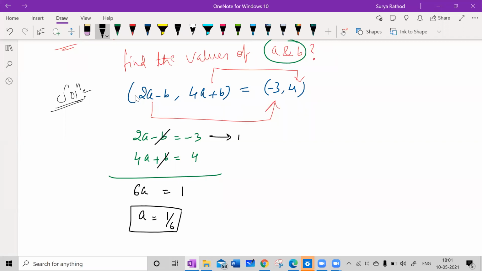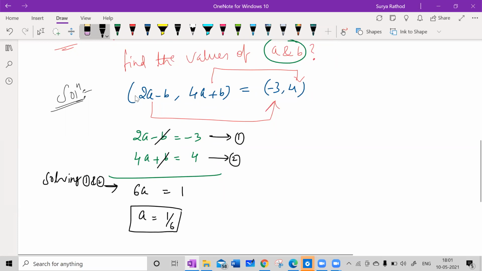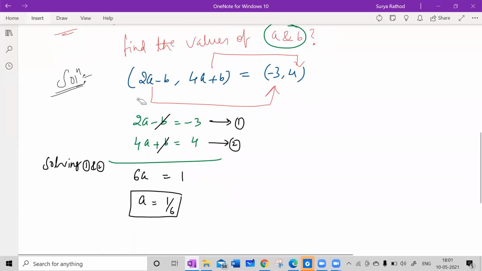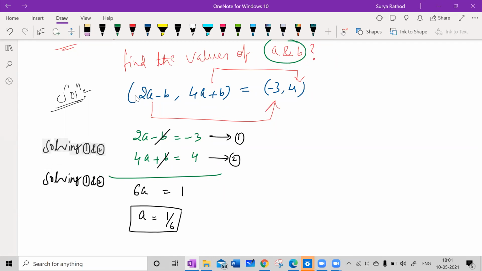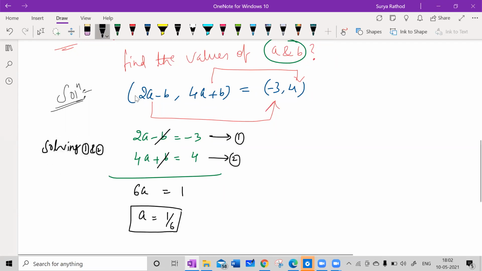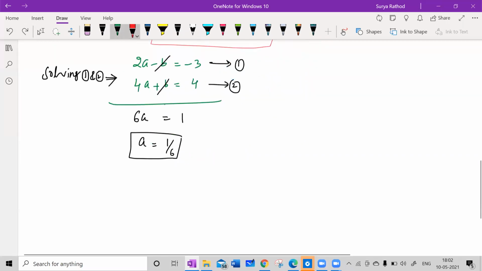Let us consider this as my first equation and this as my second equation. Solving equations 1 and 2, I'm getting this. Clear? Any doubt here? Tell me. No, sir. So I got a is equal to 1 by 6.